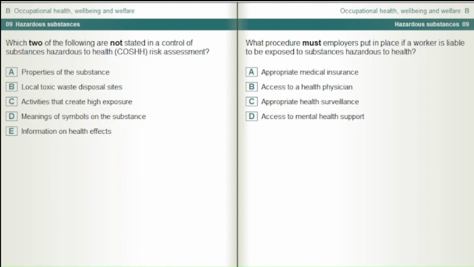Which two of the following are not stated in a Control of Substances Hazardous to Health, COSHH, risk assessment? Properties of the substance. Local toxic waste disposal sites. Activities that create high exposure. Meanings of symbols on the substance. Information on health effects.